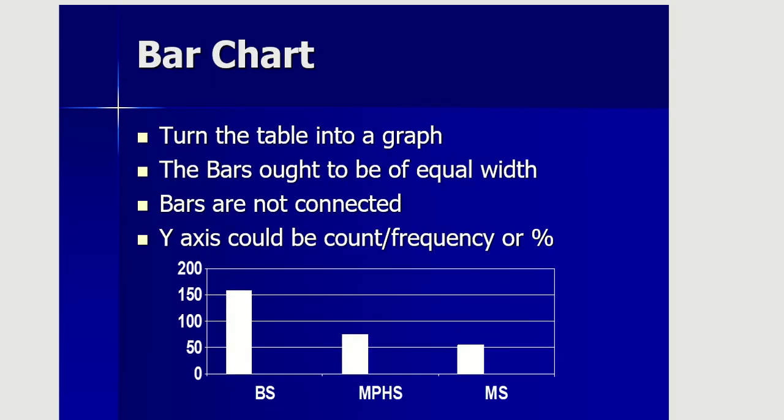As for the graphical display, there are two major types of graphs: the bar chart and the pie chart. The bar chart, basically all you're doing is putting the categories on the horizontal axis, and on the vertical axis you will put either the frequencies or the percentages. You have those two options.